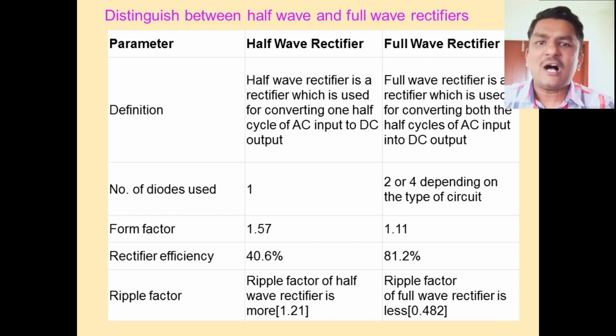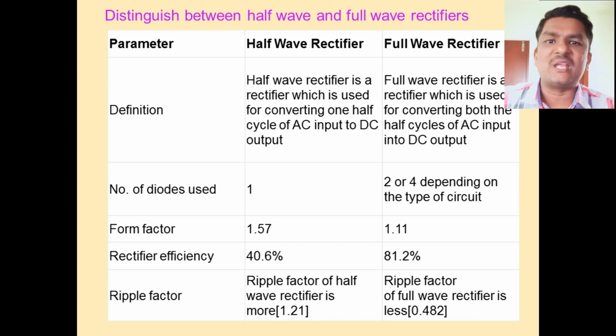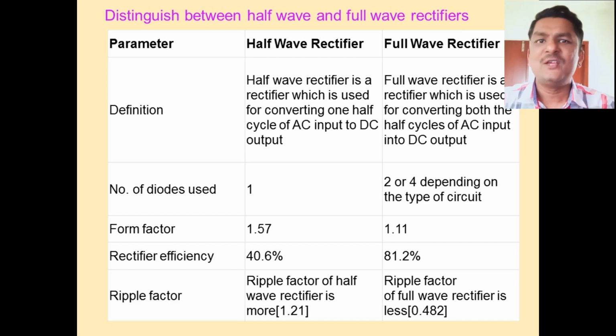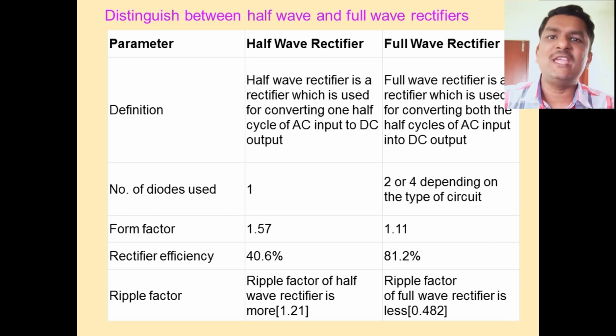For the half wave rectifier, the number of diodes used is 1. For the full wave rectifier, 2 or 4. For the bridge rectifier, we require 4 diodes. For the center tap rectifier, we require only 2 diodes.